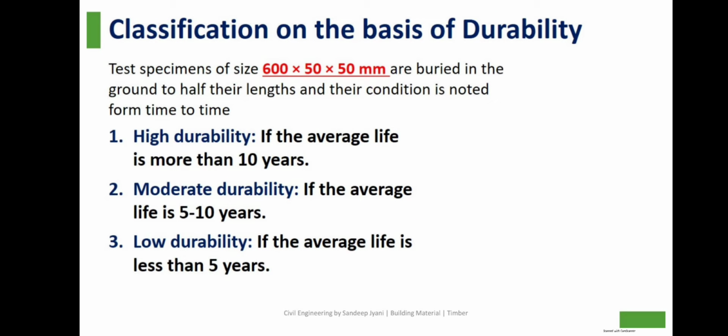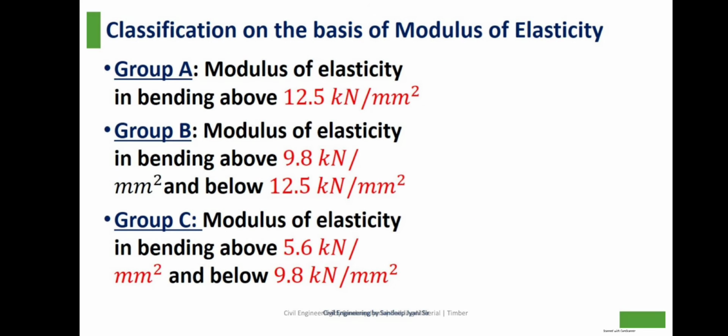Classification on the basis of durability. Specimens of size 600 by 50 by 50 are buried in the ground to half their lengths, and their condition is noted from time to time. First, high durability if the average life is more than 10 years. Second, moderate durability if the average life is 5 to 10 years. Third, low durability if the average life is less than 5 years.